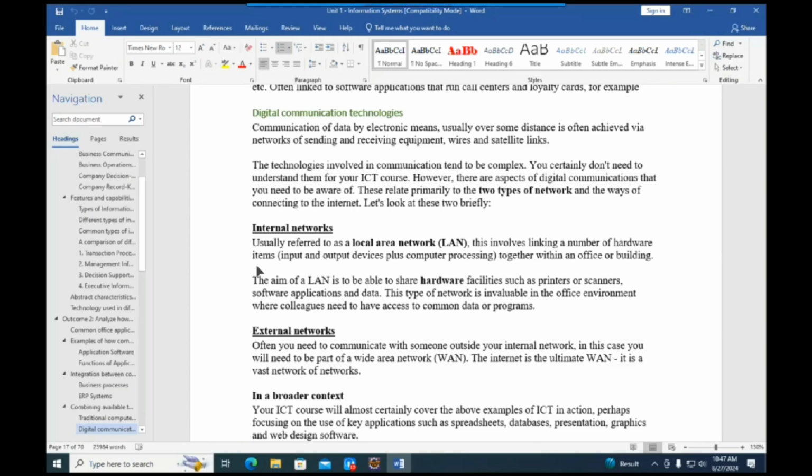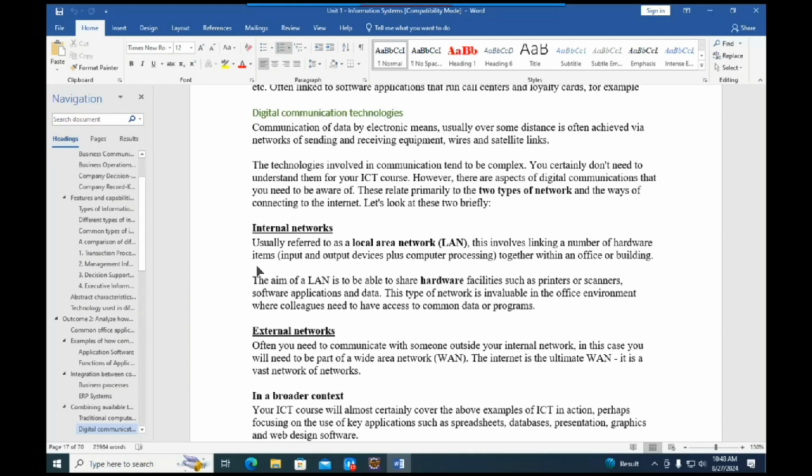So the internal networks, as I mentioned before, we also refer to as a local area network, and it actually involves the linking of a number of hardware items, maybe input and even output devices, and some computer processing. We link them together within an office or a building. For instance, if we in the ICT department connect all these computers and they are able to communicate, then we say we have created a local area network.